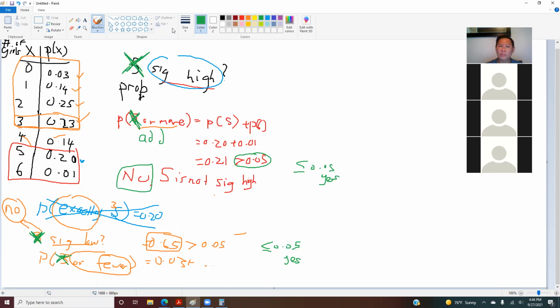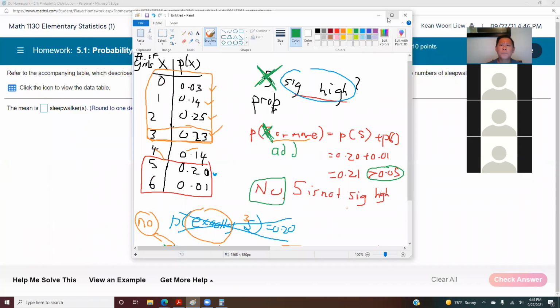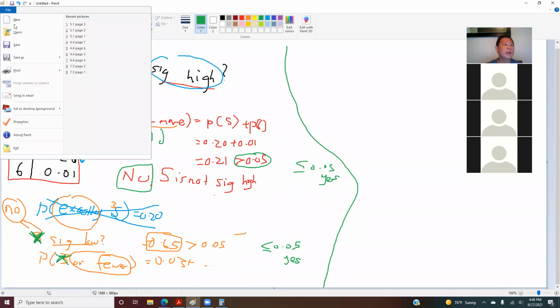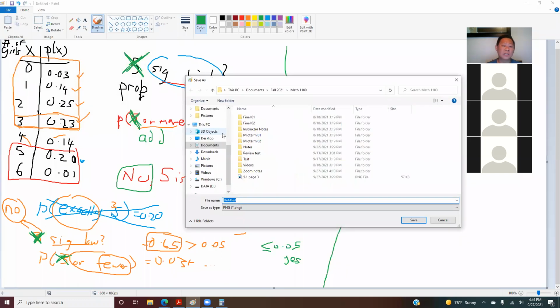Sully, you got what I'm trying to say here? Yep, thank you. Yep, and you will get more examples in 5.2 because 5.1 and 5.2 are using the same thing. Okay, so we will be using this again.